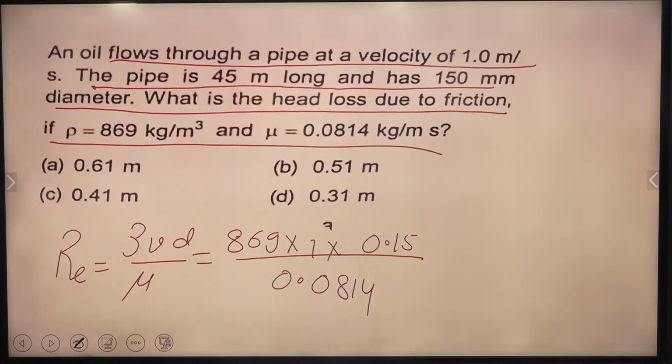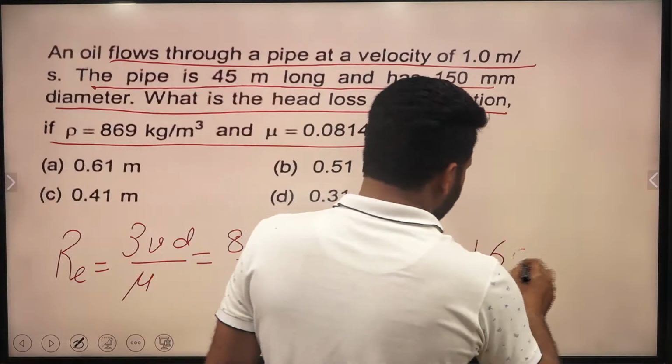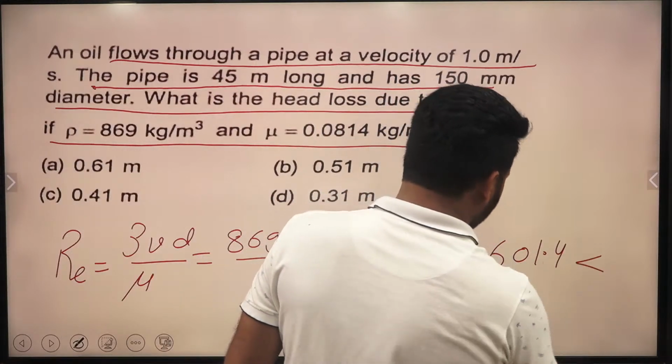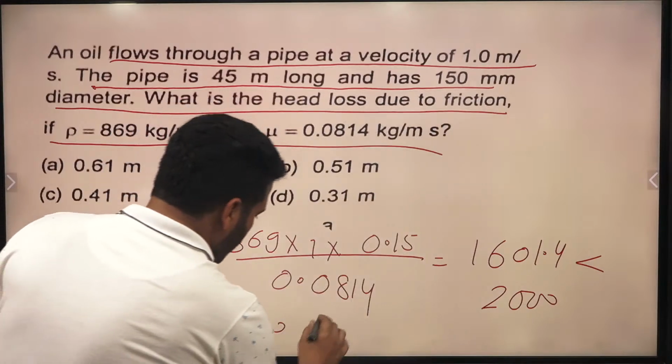Reynolds number here, let me solve this one: 869 into 1 into 0.15 divided by 0.0814. It is coming to be 1601.4, which is less than 2000. Hence the flow is laminar.